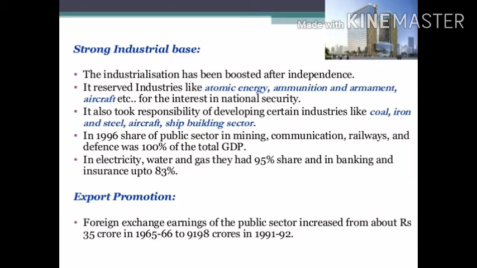Very important role is it provides strong industrial base. The industrialization has been boosted after independence. It preserved industries like atomic energy, ammunition and armaments, aircraft, etc. for the interest of national security. It also took responsibility of developing certain industries like coal, iron and steel, aircraft, shipbuilding sector. In 1996, share of public sector in mining, communication, railways and defense was 100% of the total GDP. In electricity, water and gas, they had 95% share, and in banking and insurance up to 83%.